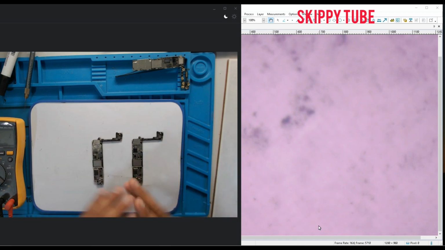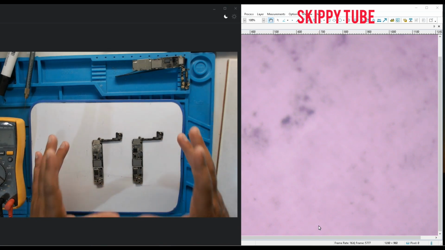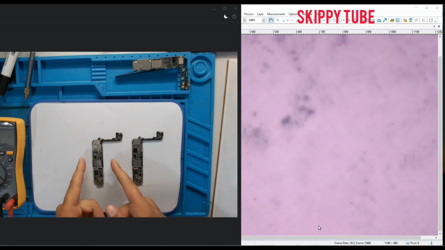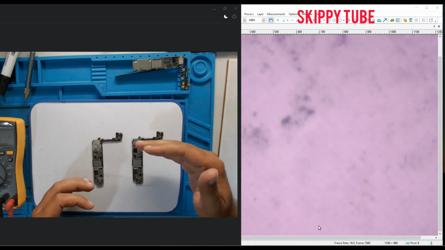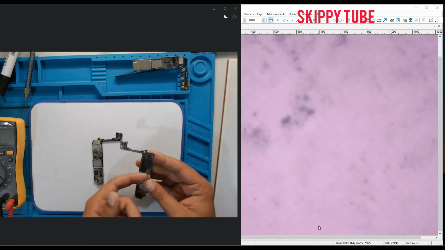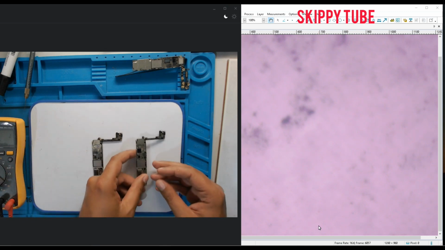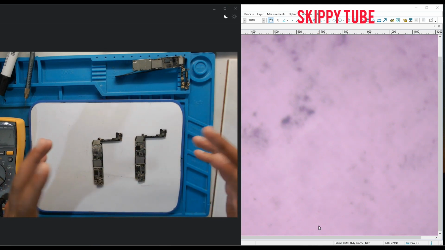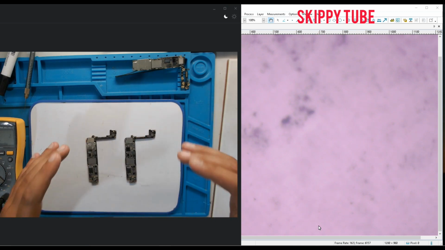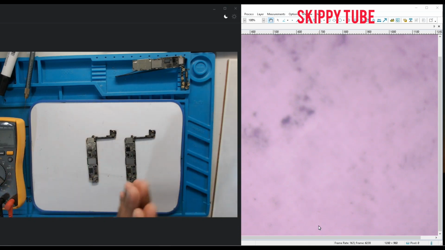Okay, here I have 2 same motherboards, iPhone 8. The first one has a short circuit on the VDD main, and the second one is repaired and fixed, and the phone is working normally. But because I want to tell you about the Skippy test, I put this here, and we want to compare the diode value and the Skippy test.